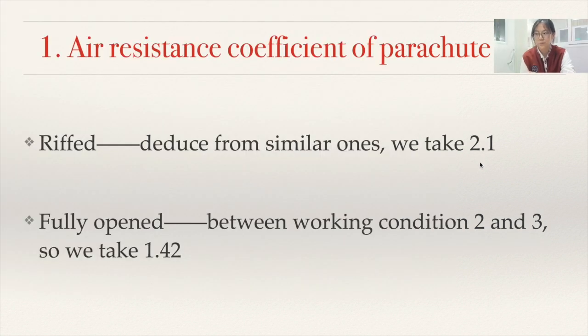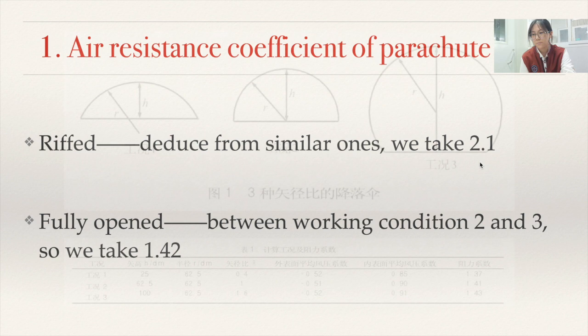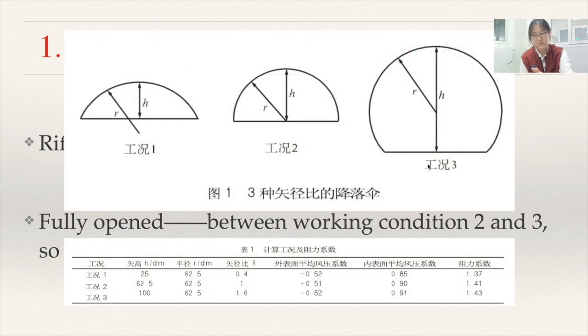And then for the fully open parachute, from this graph, I can say that the shape of our parachute is between the working condition 2 and 3, so we'll take 1.2.